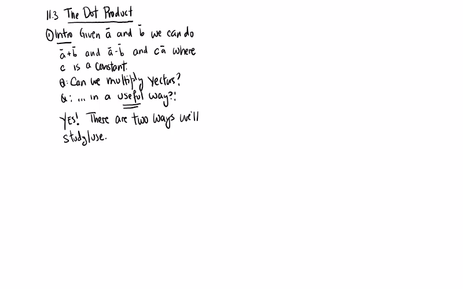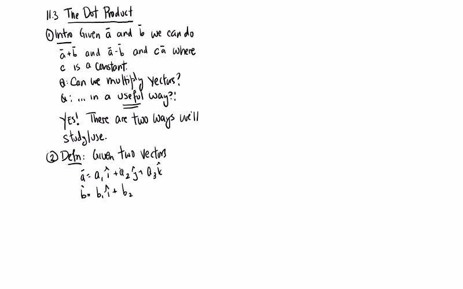And so the first of these is the dot product, and then 11.4 will be the cross product. So this is what we'll do. Given two vectors, say A is A1 i plus A2 j plus A3 k. Those are just the components. B will be B1 i plus B2 j plus B3 k. We'll define the dot product.